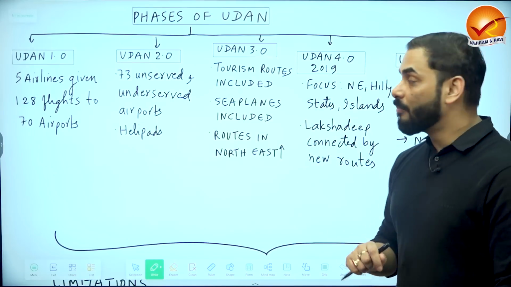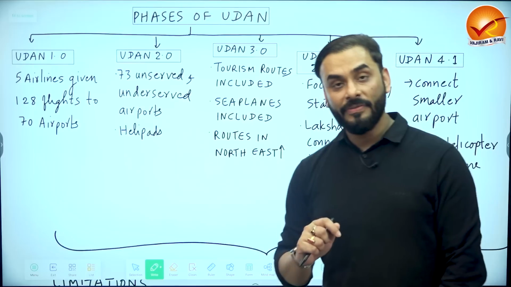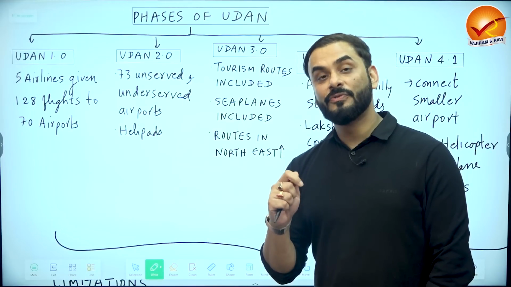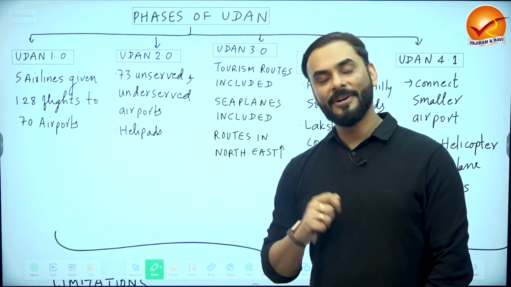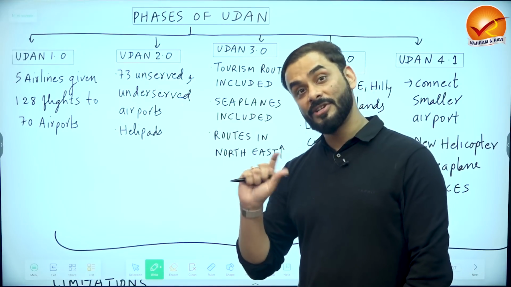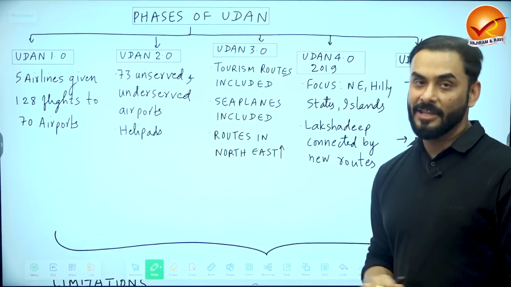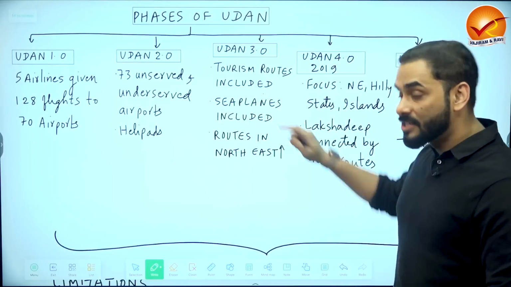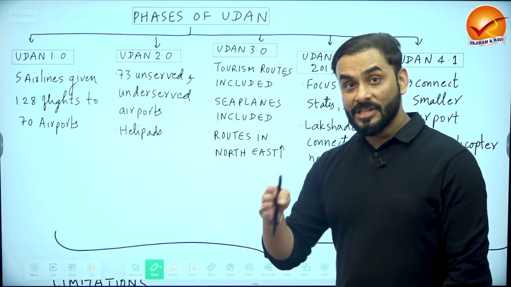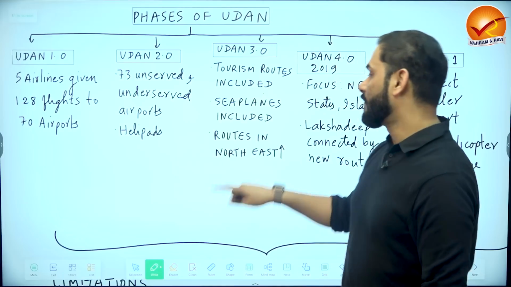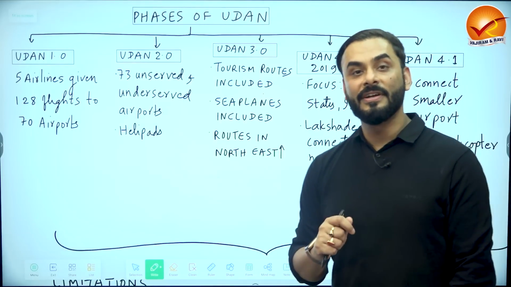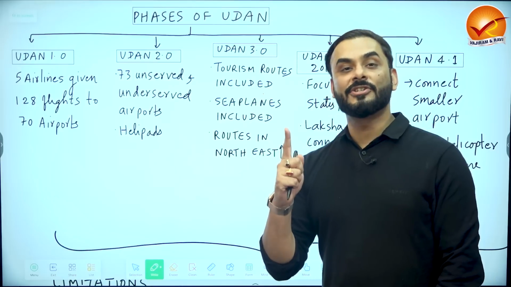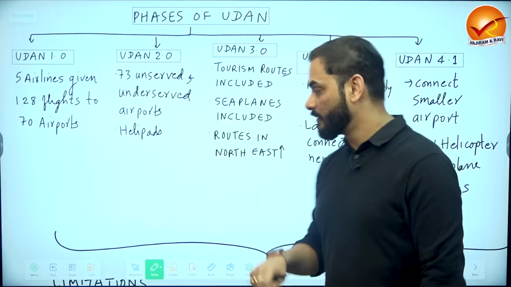In UDAN 3.0, the Government of India paid attention to creating those airports which would lead to an increase in tourism. The government started to cover those geographical or regional areas where tourism can be increased. In this phase, seaplanes were also included, right? Which can land and run on the water surface as well. And in the northeast of India, the number of routes covered under UDAN 3.0 was increased, so the northeast was given more coverage.